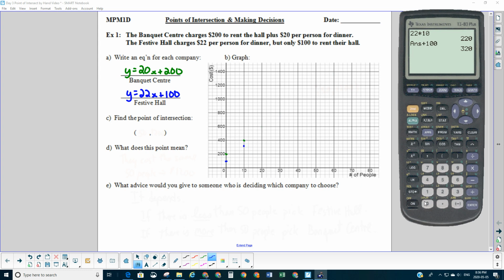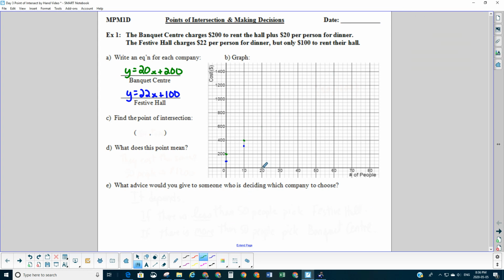So that's good. Let's use our calculator to go a little bit further. Let's try 20 people. So we'll clear this out. And for the green company, it's $20 times 20 people. That's, I think, $400. Yep. Plus the $200 flat rate. So that's going to be $600. So for 20 people, it's going to be $600. So I'll mark that with a green dot.